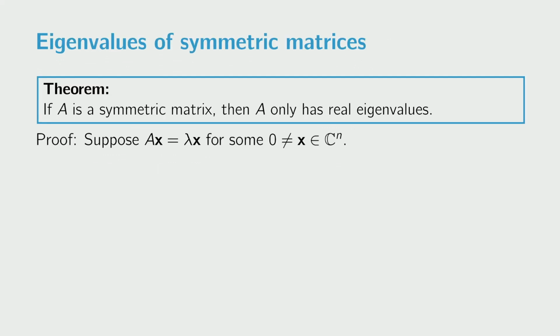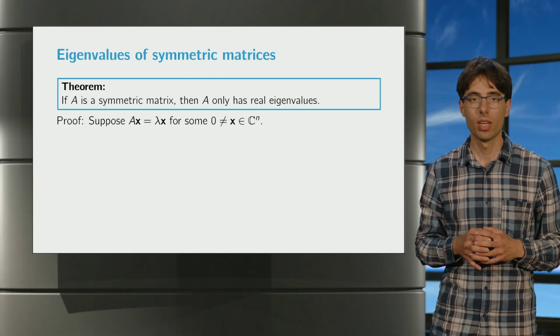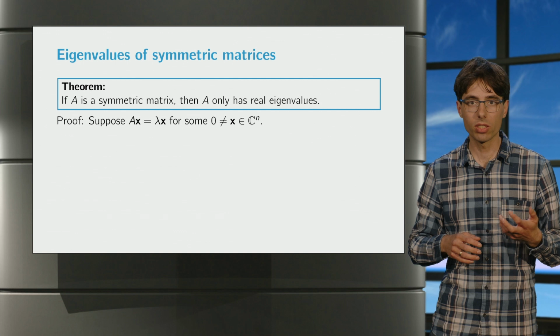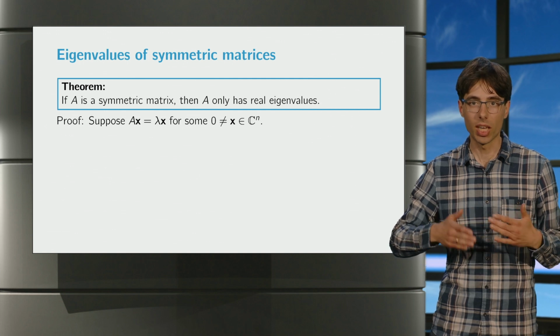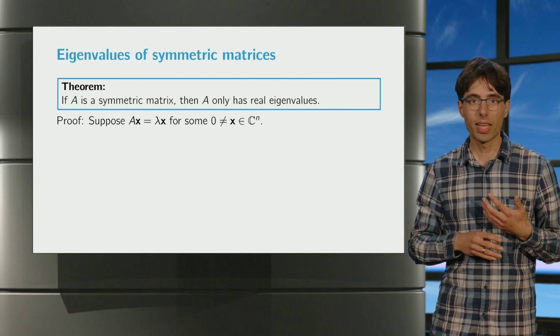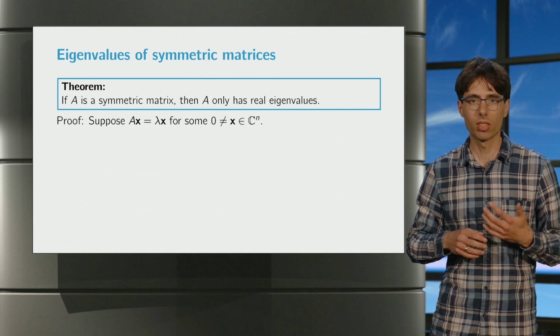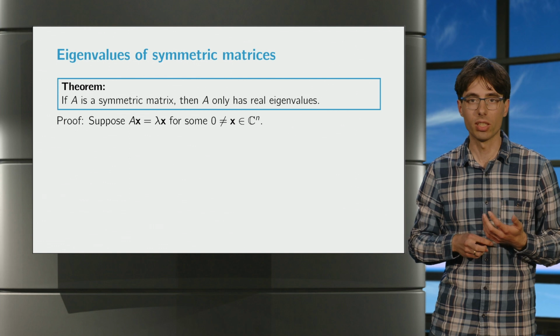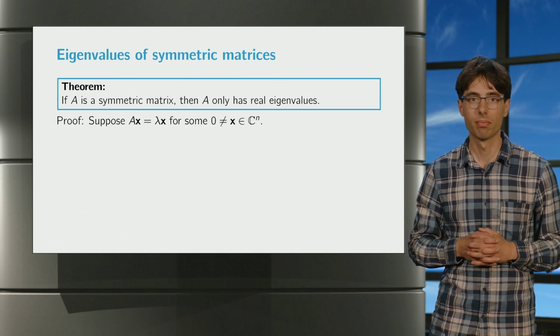For the proof of the second main theorem, we let λ be any, potentially complex, eigenvalue with eigenvector x. We aim to show that lambda times the inner product of x and the complex conjugate of x is equal to the complex conjugate of lambda times this same inner product. If we can then also show that this inner product is non-zero, we find that lambda is equal to its own complex conjugate and therefore a real number.